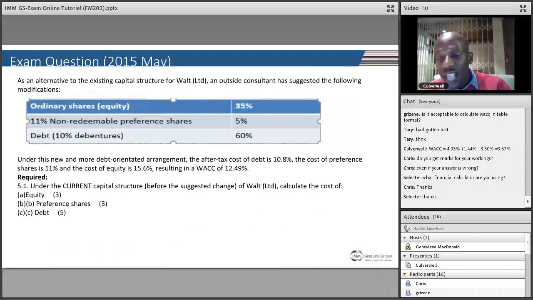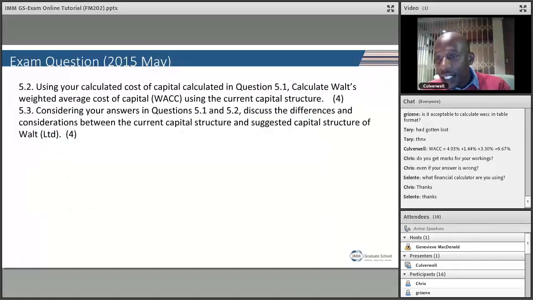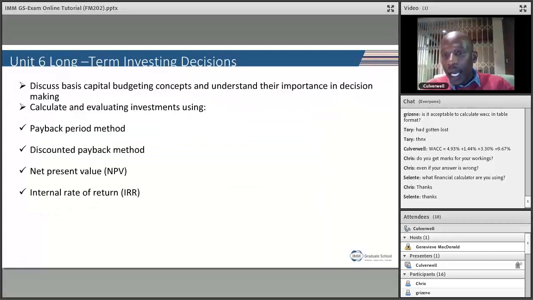But the one prescribed for the module, indicated in the textbook and also in the learner guide, is the HP10B2 Plus. Okay, so that is your learning unit 5. We then move on to learning unit 6.